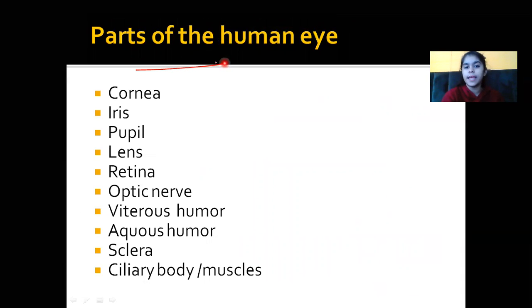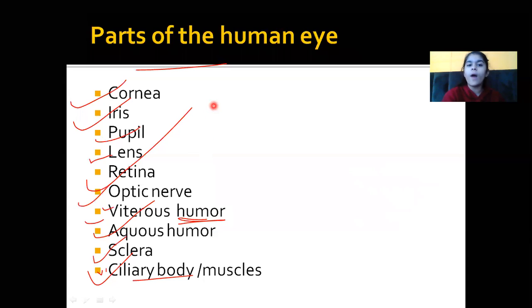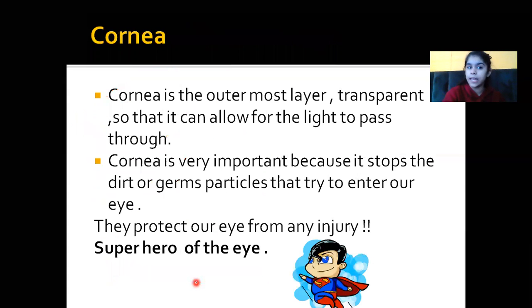So what we're going to study in this lesson: the cornea in detail, and all the parts of the human eye in very much detail: iris, pupil, lens, retina, optic nerve, vitreous humor, then the aqueous humor, sclera, and the ciliary body or the ciliary muscles. Okay, everyone, we're going to study all this in detail. Let us quickly begin with the cornea.